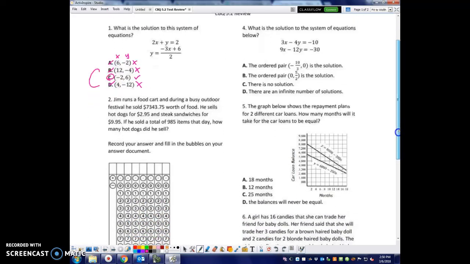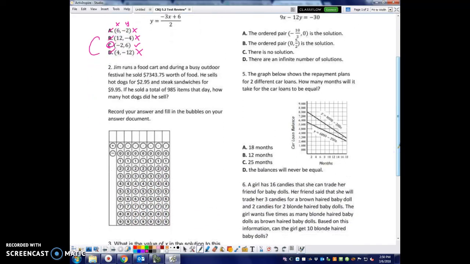Now let's move on to number 2. Jim runs a food cart, and during a busy outdoor festival, he sold that much worth of food. He sells hot dogs for $2.95 and steak sandwiches for that much. If he sold a total of that many items that day, how many hot dogs did he sell? So remember, money stays with money and items stay with items. So we're looking at X, we'll call hot dogs, and Y we'll call steak sandwiches.